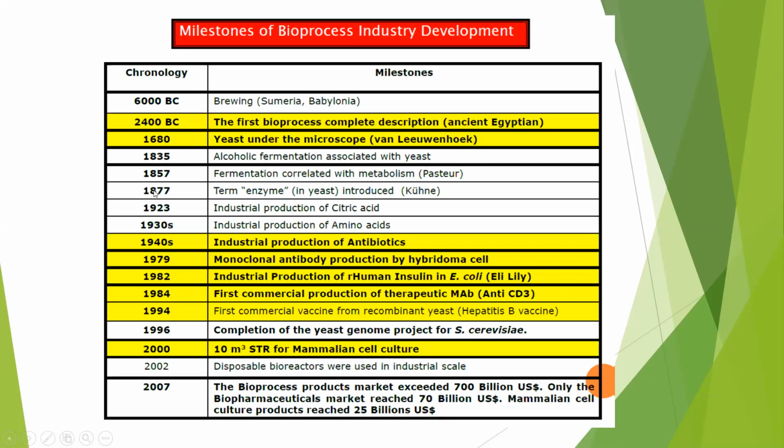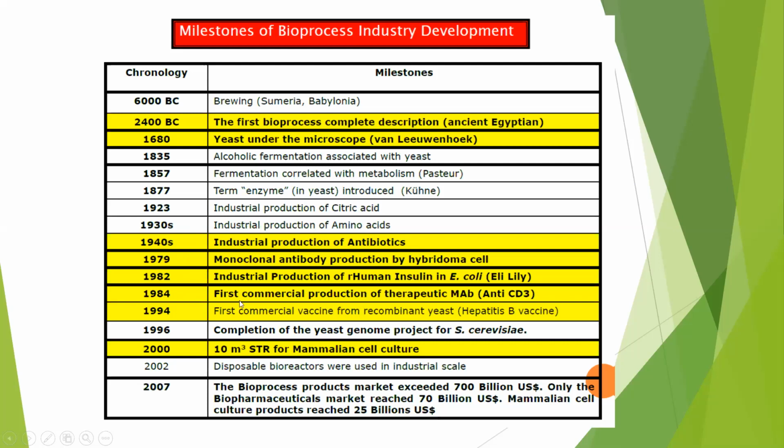And in 1877, the term enzyme in yeast was introduced by Kuhne. In 1923, industrial production of citric acid started. In the 1930s, industrial production of amino acids started. In the 1940s, industrial production of antibiotics. In 1979, monoclonal antibody production by hybridoma cells started. And in 1982, industrial production of human insulin in E. coli, that is recombinant, started.